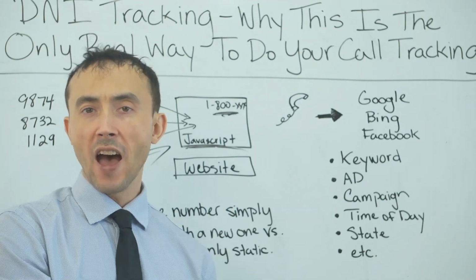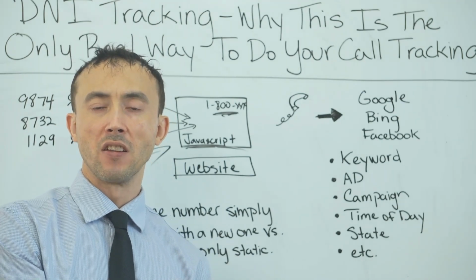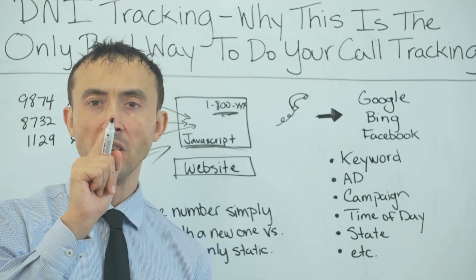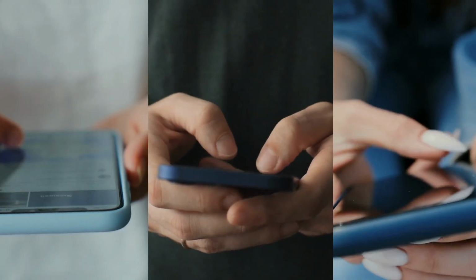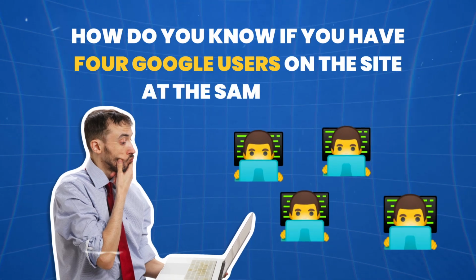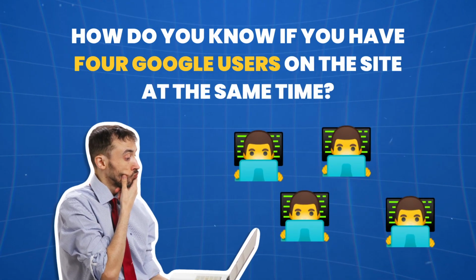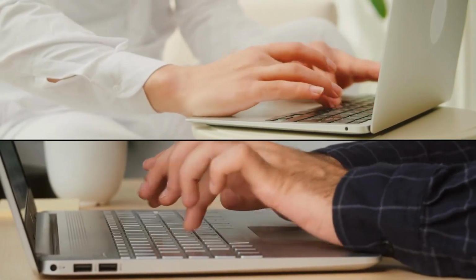The reason why that in and of itself is useful or necessary is because of one simple little fact. That is, you can have multiple people on your site at the same time. How do you know, if you had 4 Google users on the site at the same time, all of which searched for different keywords?